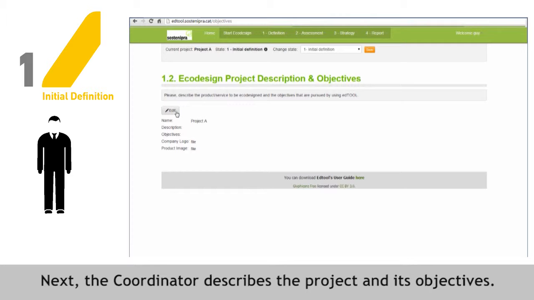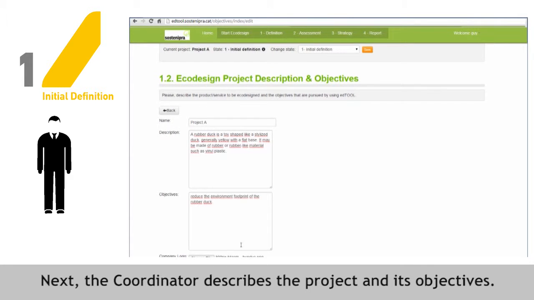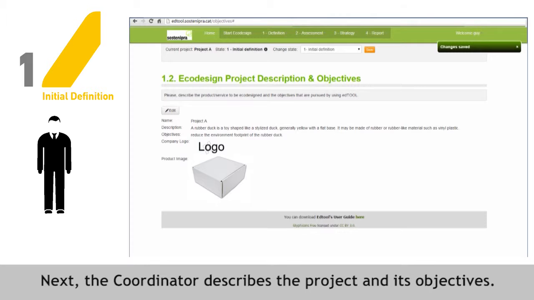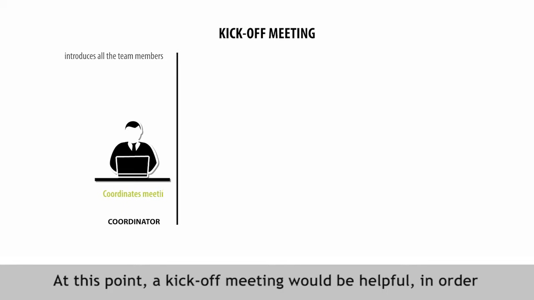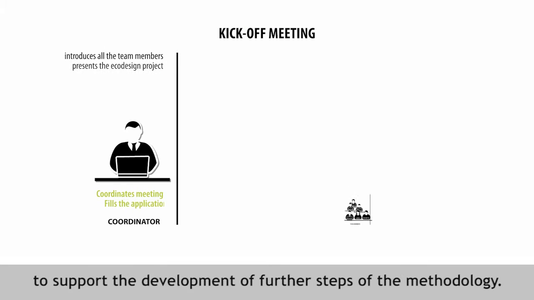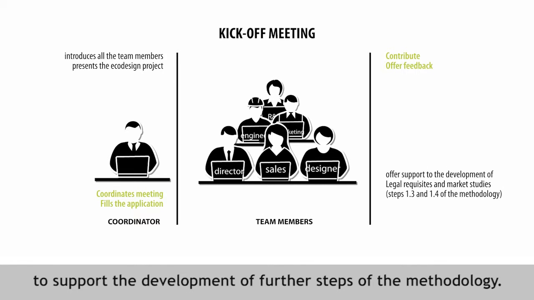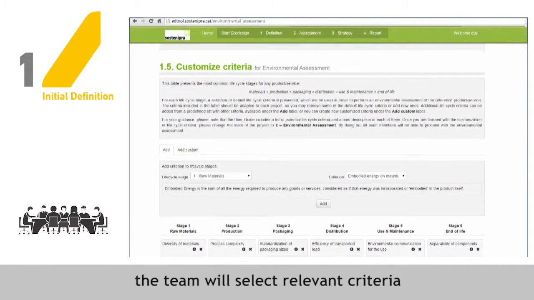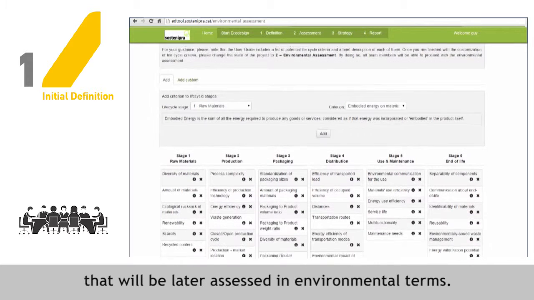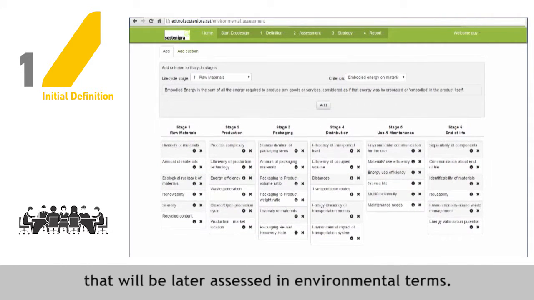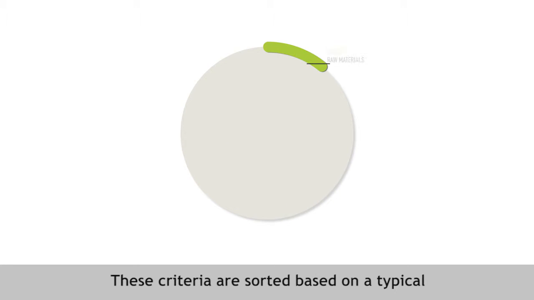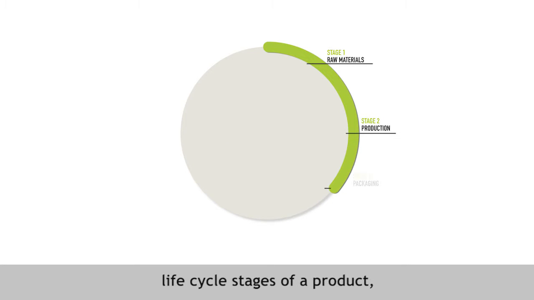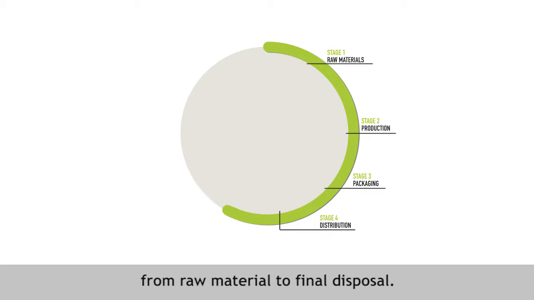Next, the coordinator describes the project and its objectives. At this point, a kick-off meeting would be helpful in order to support the development of further steps of the methodology. To complete the initial definition of the project, the team will select relevant criteria that will be later assessed in environmental terms. These criteria are sorted based on the typical life cycle stages of a product, from raw material to final disposal.